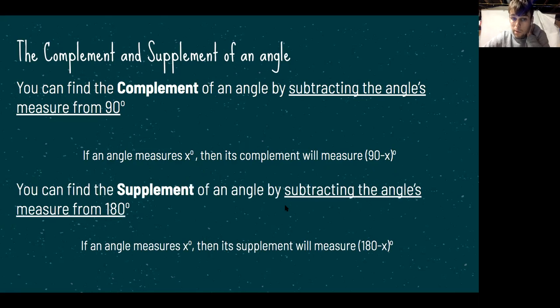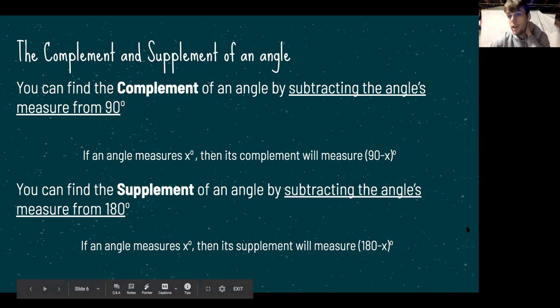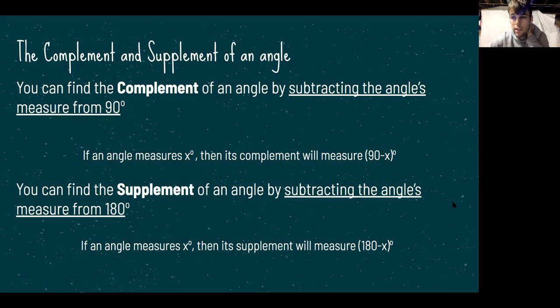You can find the supplement of an angle by subtracting the angle's measure from 180 degrees. So an angle and its supplement will always add to 180. So if an angle measures x degrees, the supplement is going to be 180 minus x. Pretty easy to find out there.